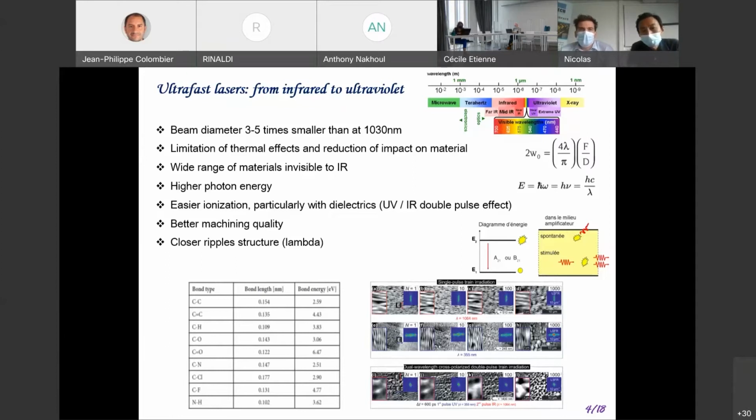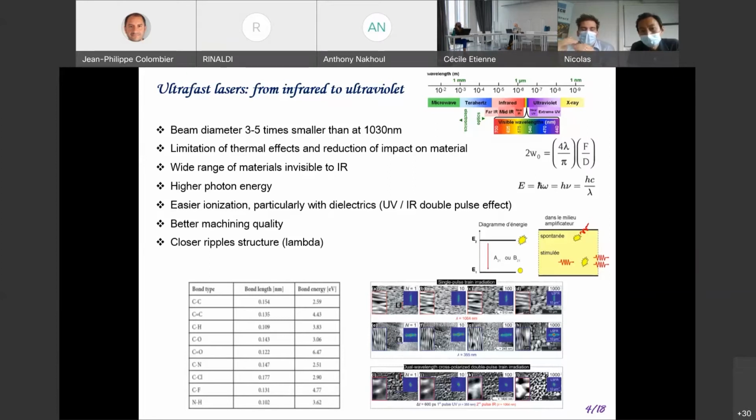Because even if we are in the femtosecond laser field, we have some limited thermal effects, and these thermal effects are less present when we go from infrared to UV. So it's also a good point for the UV. We can treat different materials because some of them are invisible in infrared.